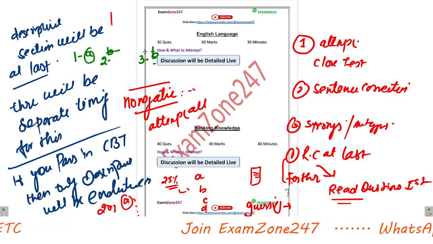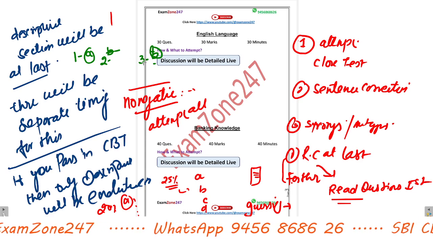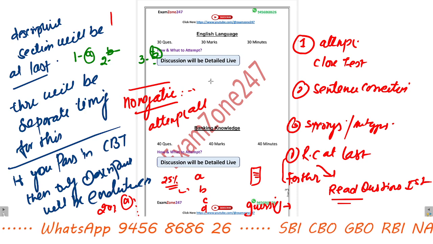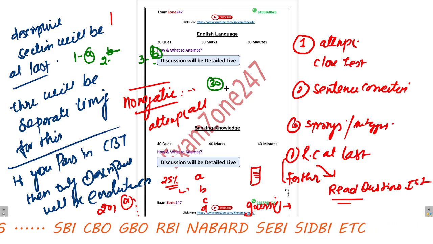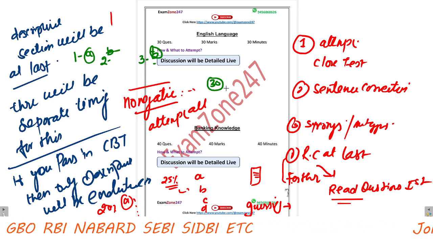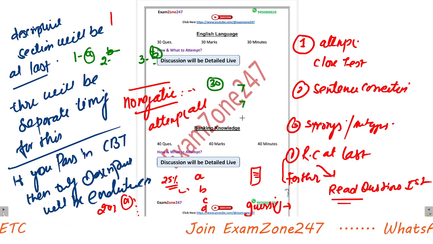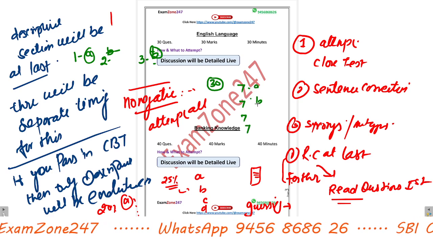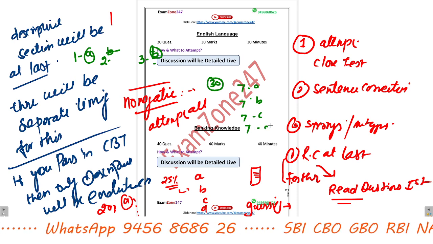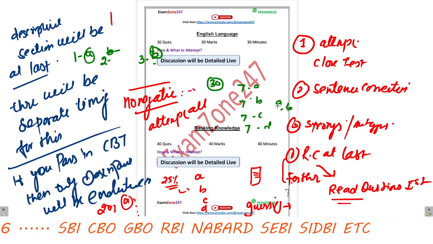However, there may be two B options consecutively, but it is very unlikely. Suppose there are 30 questions. Out of 30 questions, 25% means 1 by 4, almost 7. So 7 will be A, 7 will be B, 7 will be C, 7 will be D, and the 2 others may be A or B.